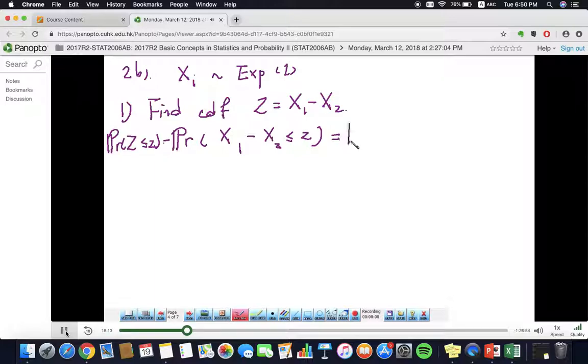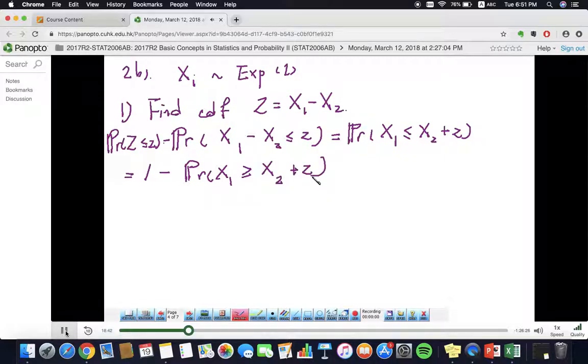In other words, it is just the same as probability x1 less than or equal to x2 plus z. Now, this time, perhaps it's better for us to find something different. I try to write 1 minus probability x1 bigger than or equal to x2 plus z. Okay, in this way, apparently it's better. It's more convenient.